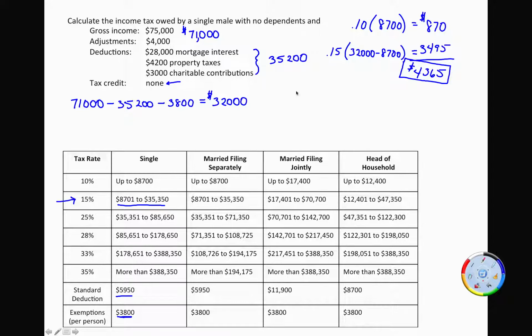And let's see how much that is as a percent. Let's say 4,365 out of 75,000 is 0.0582, or 5.8% taxes that he paid, even though he wound up in the 15% tax bracket.